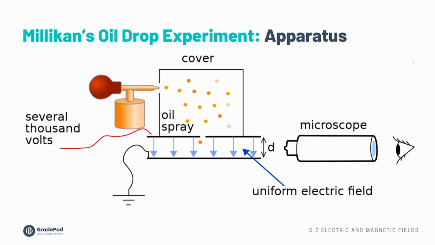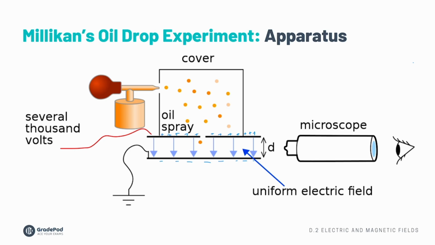Here's the apparatus. What we've got is an oil spray being put into a cover. Then there's a tiny little gap. Can you see this gap here? That tiny little gap allows the oil spray, or the little droplets, the tiny droplets of the oil spray, to head into a uniform electric field. And the uniform electric field is between these two large black lines. We can see that it's going from positive to negative, so the positive plates are up here because the blue lines are the electric field lines and the negative plates is down here.